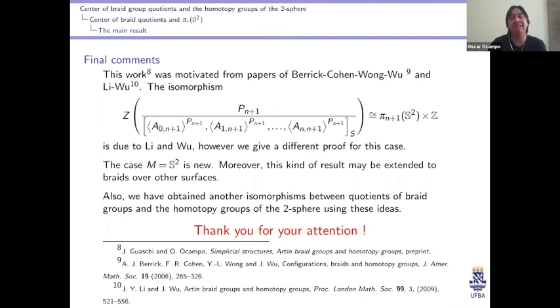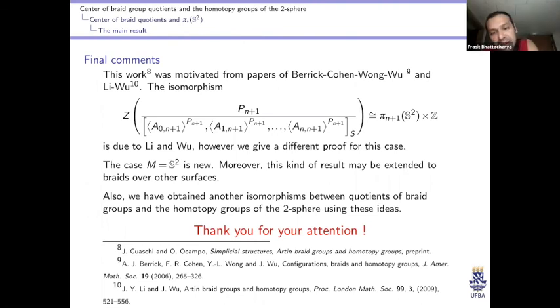Well, yeah, that's a good question. So at first glance, the connections for both groups are very hard to trace. The idea is to try to explore some techniques of braid groups and try to give some information on the homotopy groups of the sphere. But unhappily, until now, we don't have further development in this way.